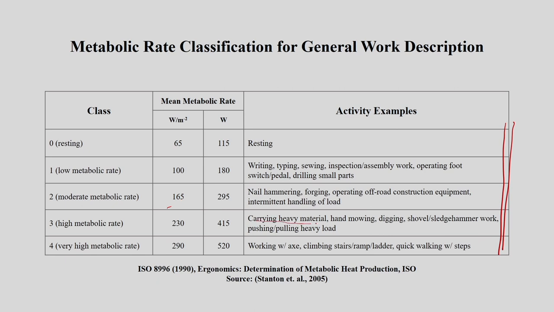Suppose I am carrying heavy material, moving by hand, digging or shoveling. If I am doing such activity, definitely my metabolic rate will be somewhere here, right? But if I am just sitting, not doing a lot of work, then my metabolic rate will be near 65 or 75, so I am in a resting condition, which will give me more thermal comfort than this particular case. If you are doing a lot of physical activity, your muscles are acting, so your metabolic rate is increasing, heat is getting generated within the body, and that can cause thermal discomfort. So, this is how you should measure the metabolic rate classification.